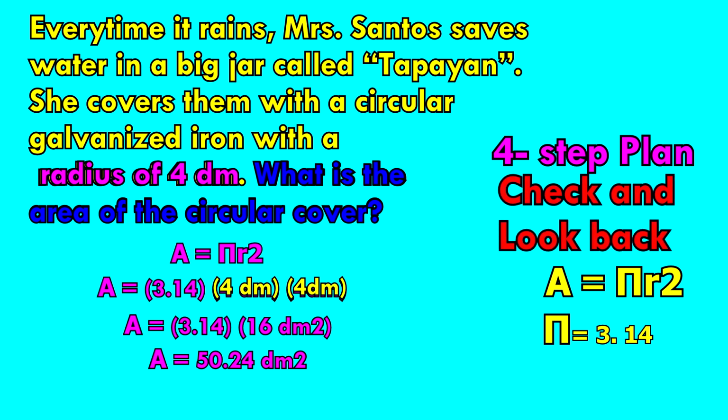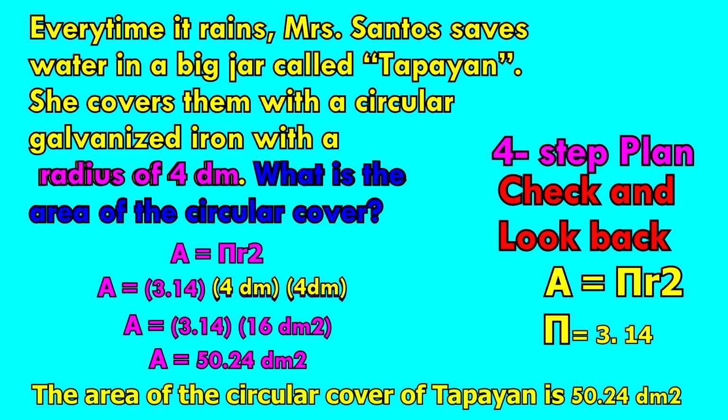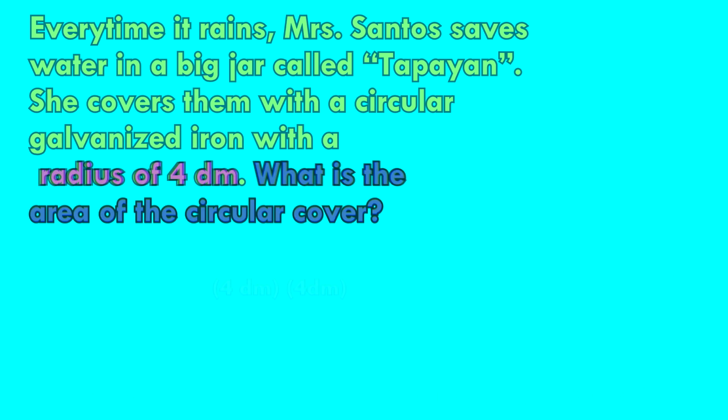And the last step, it would be check and look back. So the final answer, the area of the circular cover of the tapayan is 50.24 decimeter squared. Let us have another example and problem.